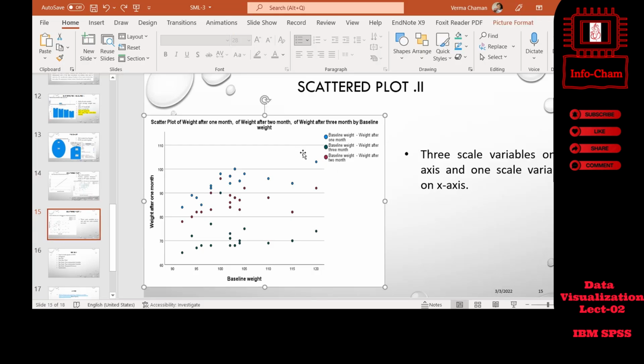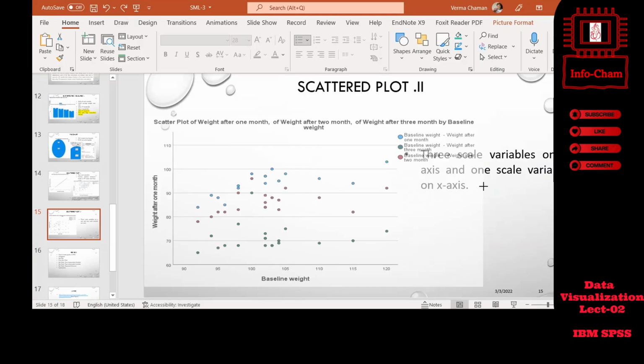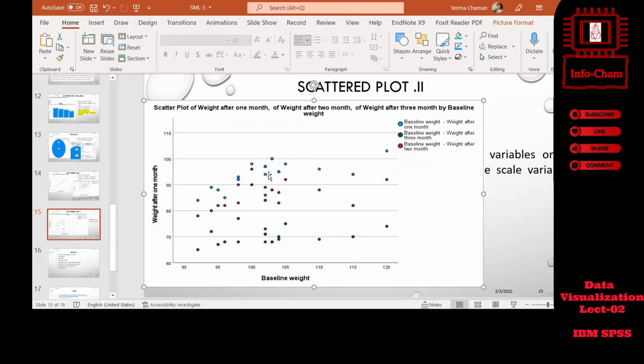Here, can you see I used three scale variables together again in this example. Please use three scale variables again. You can use three scale variables on the y-axis here, and one scale variable on the x-axis. It can also be possible. I want to compare the baseline weight. It is your choice, you can use it. You can also give it some colors as you want. Can you see here, I already made it. So please have a look.